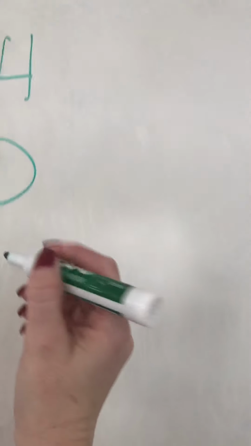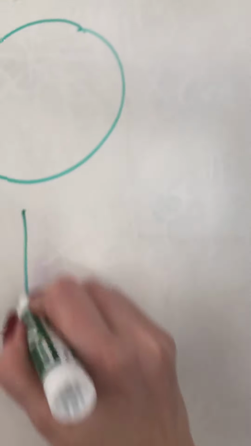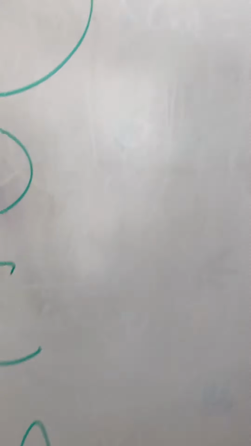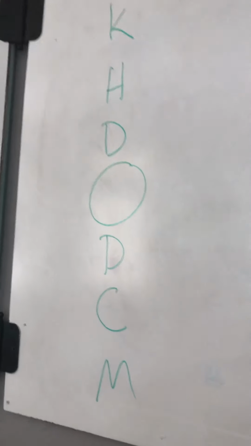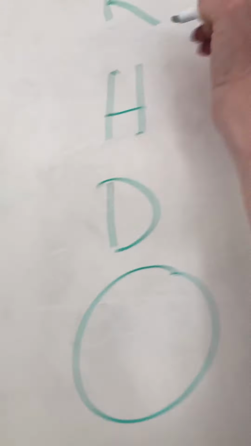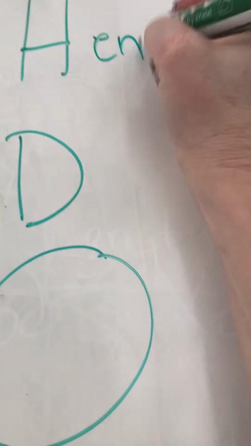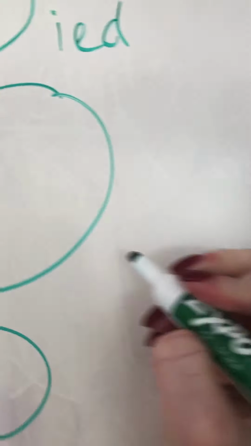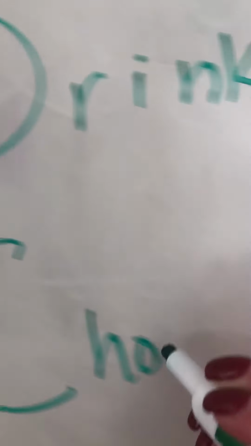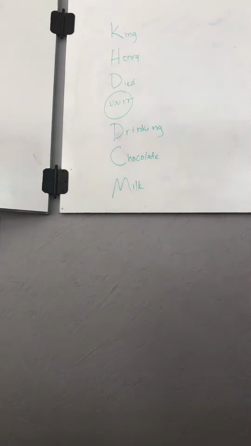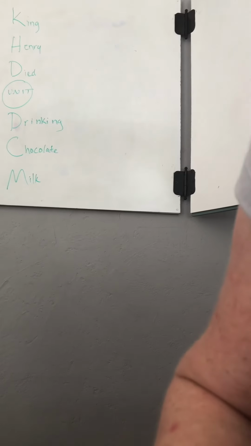Remember, this is about King Henry dying. King Henry died, and then this is going to be unit. And this is drinking, chocolate, and then milk. Got it? Let me see if I can prop this somewhere. Okay, hopefully you can see that.